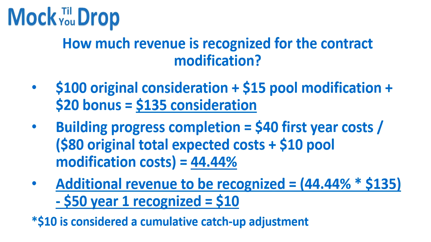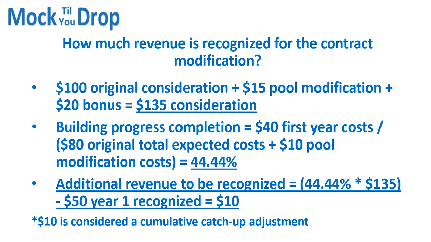All right, to recap, we take our initial $100 in consideration, plus the $15 for the pool modification, plus the $20 bonus for completing the apartment within 3 years. We get $135 in total consideration. This is what builder B can expect to receive in revenue.